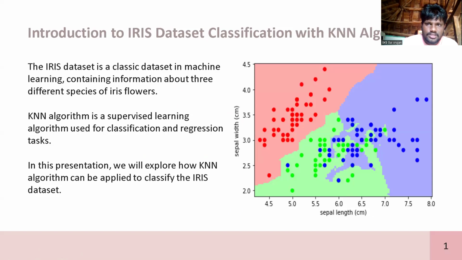Introduction to iris dataset classification, KNN algorithm. The iris dataset is a classical dataset in machine learning containing information about three different species of iris flower. What are the species we see in this dataset? KNN is the K-nearest neighbor algorithm. It is a supervised machine learning algorithm which is used for classification and regression tasks. In this presentation, we will explore the KNN algorithm applied to classify the iris dataset.